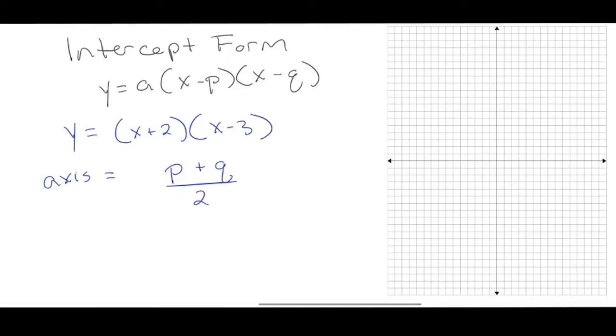So you'll notice that this is x minus p. Well, here I have x plus 2. That means that p is actually going to be negative 2. Plus q, well, this is minus q, and here we have minus 3. So that means it's going to be a positive 3, divided by 2. Well, that means that this is going to be 1/2. So my axis of symmetry is going to be 1/2.